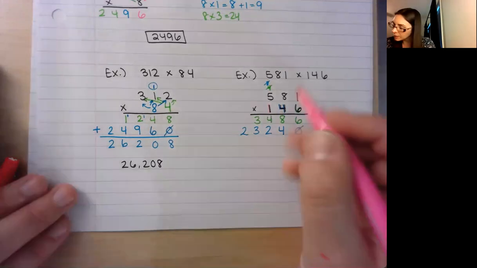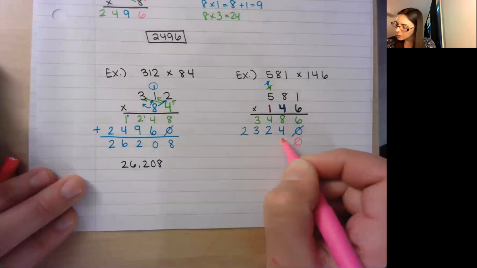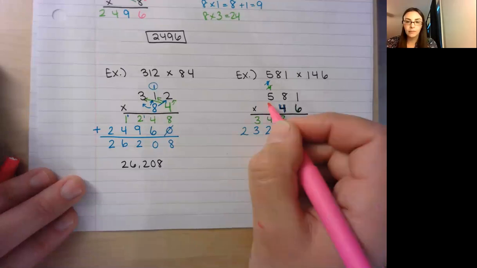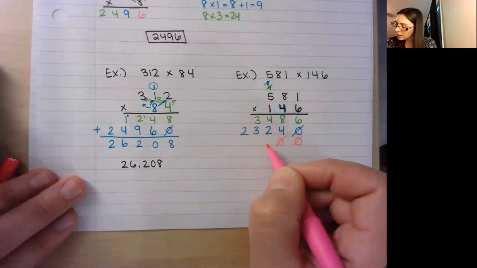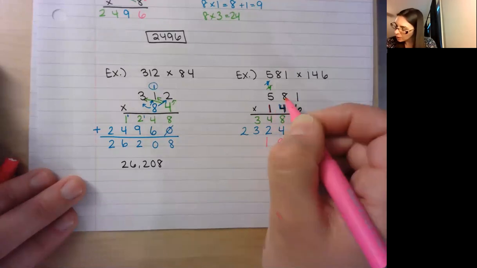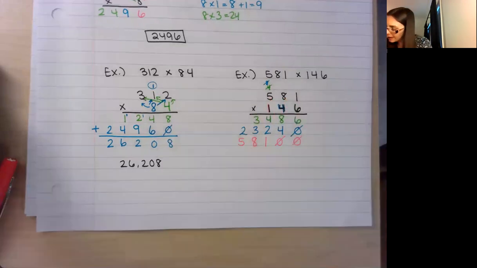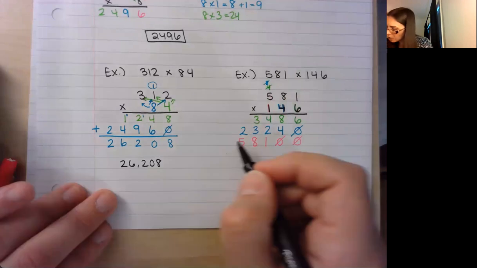Now I'm lining up under the 1. So what I'm going to do is I'm going to put in 2 placeholders this time so that I line up under the 1. 1 times 1 is 1. 1 times 8 is 8. 1 times 5 is 5. And finally, I'm going to go ahead and add this all up.